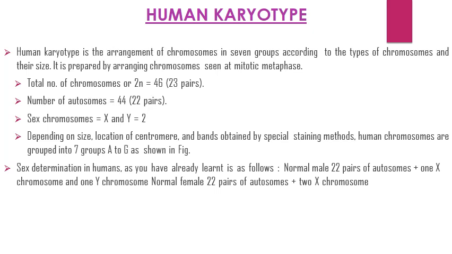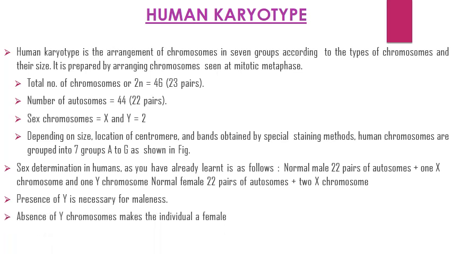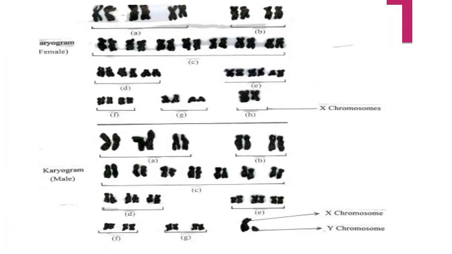Sex determination in humans, as you have already learned, is as follows. Normal male: 22 pairs of autosomes plus 1 X chromosome and 1 Y chromosome. Normal female: 22 pairs of autosomes plus 2 X chromosomes. Presence of Y is necessary for maleness. Absence of the Y chromosome makes the individual female. This is the figure called karyogram.